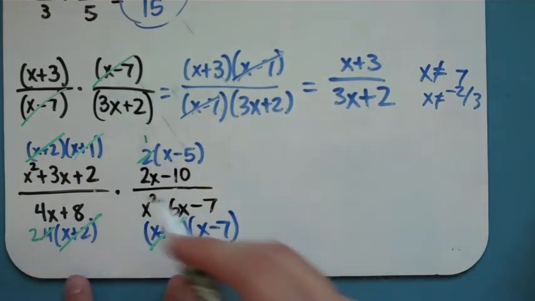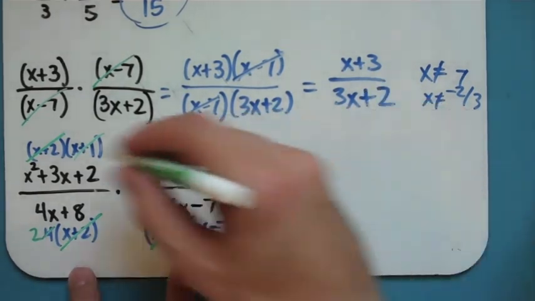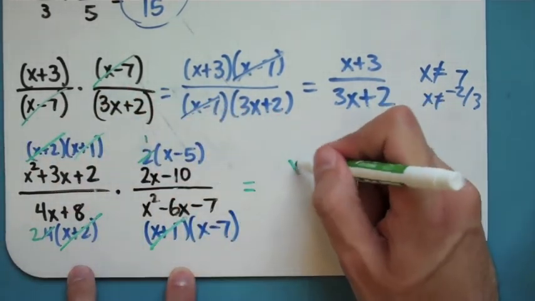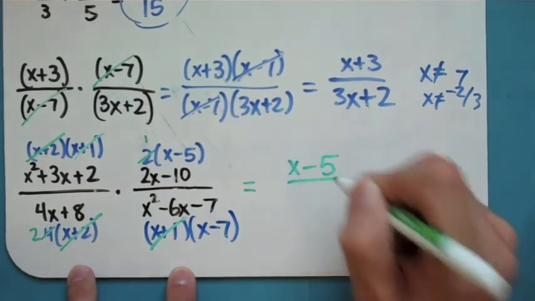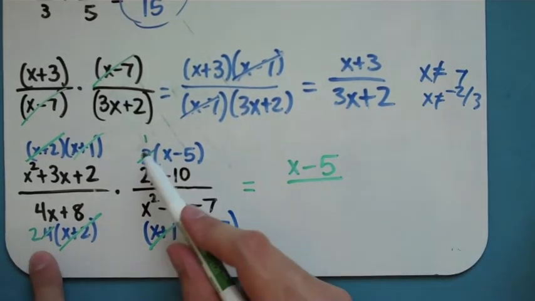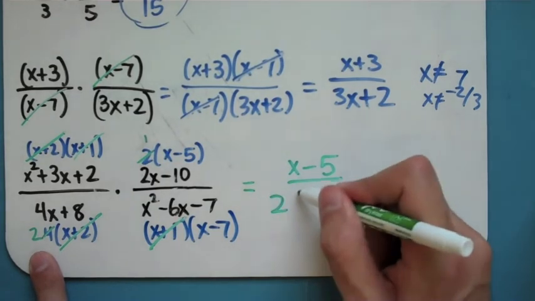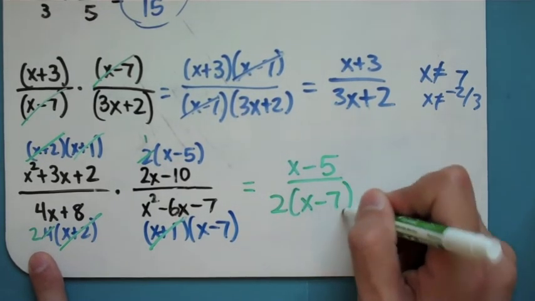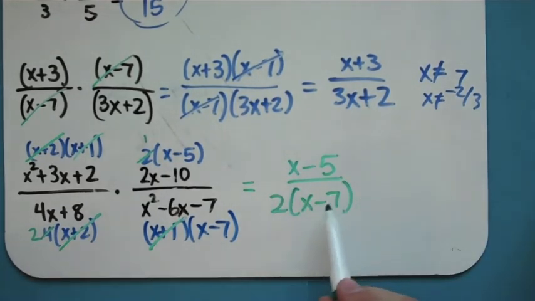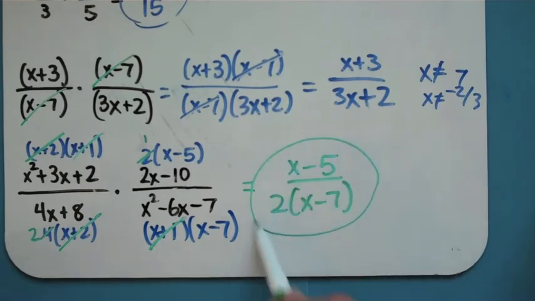So, cleaning up everything now and just writing it as a final answer, the only thing left up top appears to be x minus 5. And on the bottom I have that 2 from when I reduced 2 over 4. And then I have x minus 7 right here. So I could distribute that back in, but I think this is a totally fine answer right there.